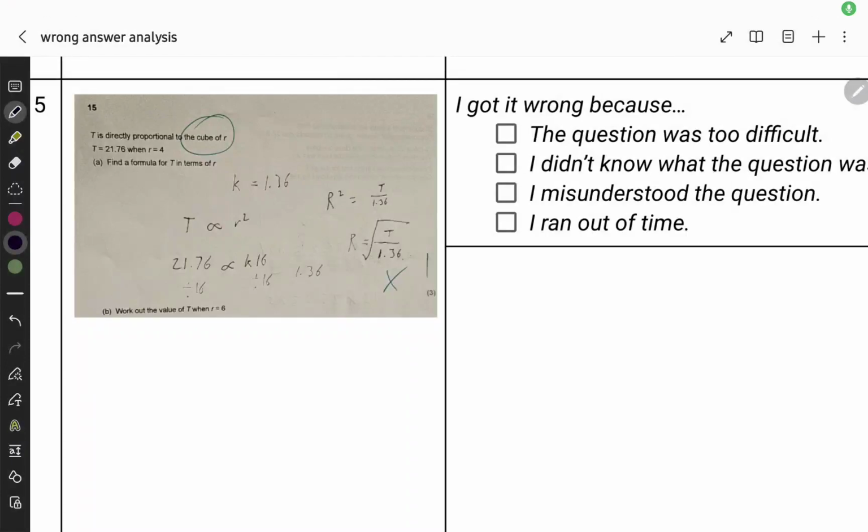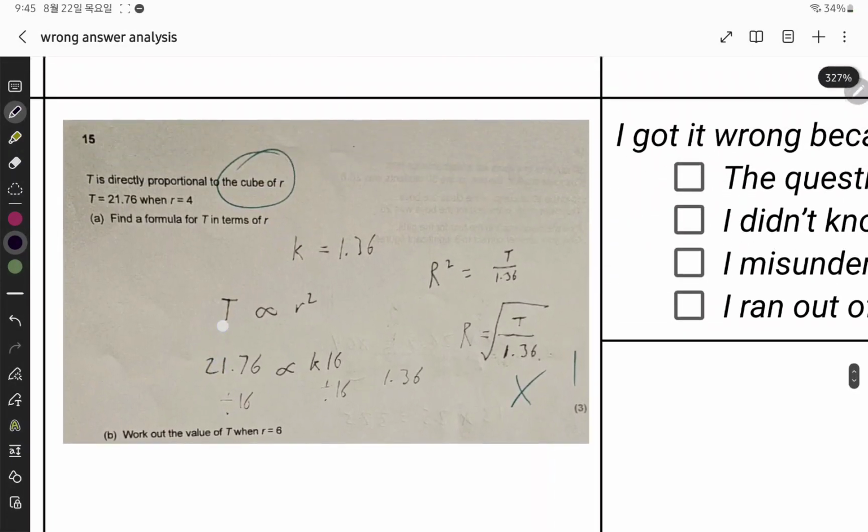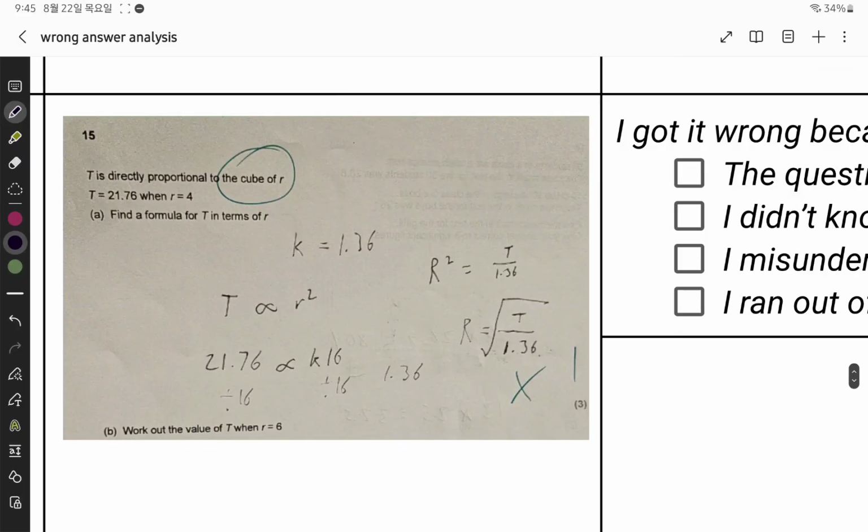Next up, we have a problem asking us that t is directly proportional to the cube of r. When r is 4, t is 21.76. We need to first find the formula for t in terms of r, and then work out the value of t when r is 6.